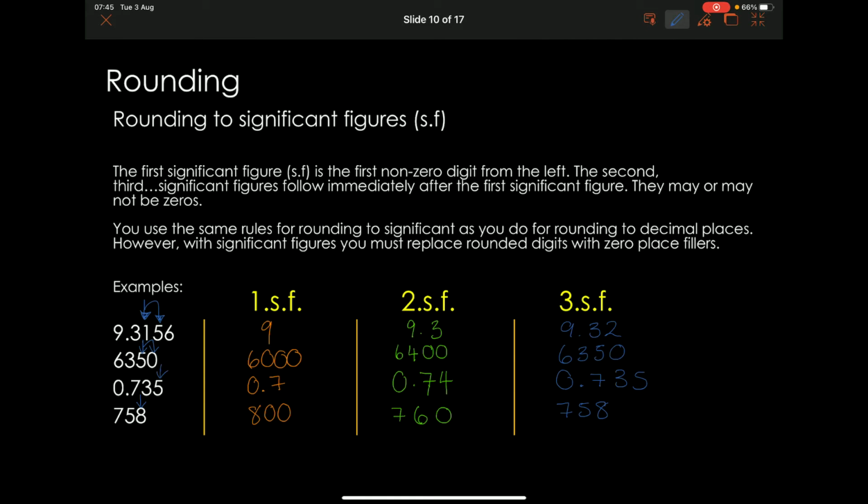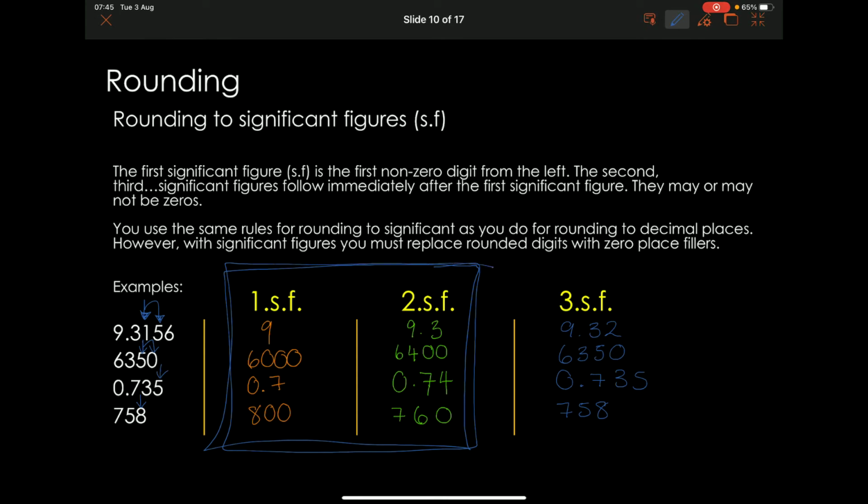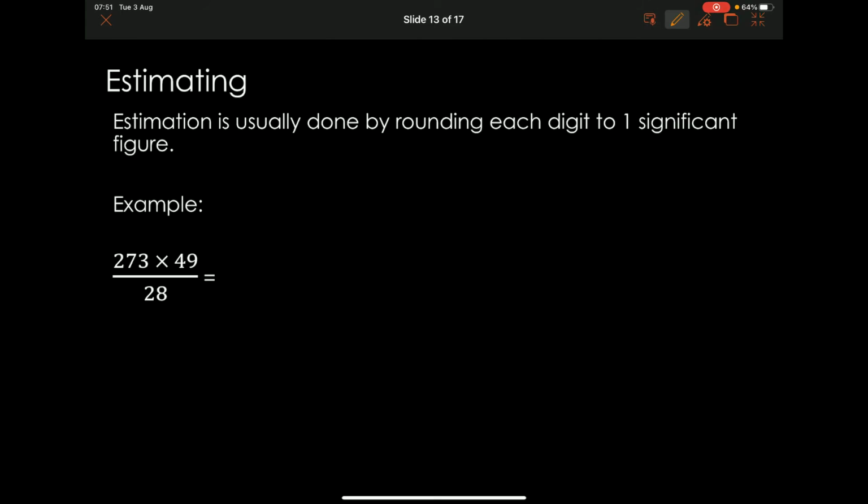Again, if you need to practice those, watch that video as many times as you need to and try and get some practice in of rounding, especially to 1 and 2 significant figures, because you'll be asked to do that in the exam. Once we start looking at exam questions, they will be asking you to round to 1 or 2 significant figures anyway, and I'll be going through them. So estimation is usually done by rounding each digit to 1 significant figure. So a bit of practice here.